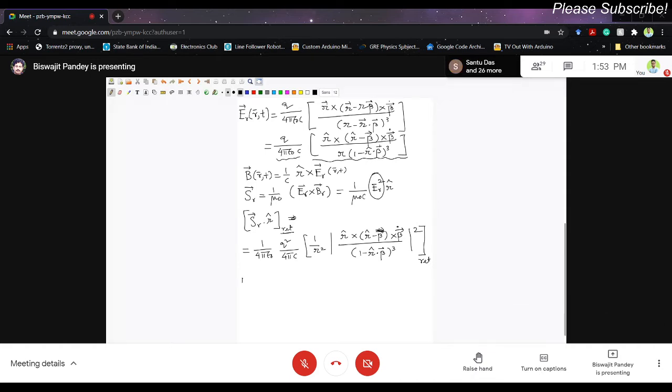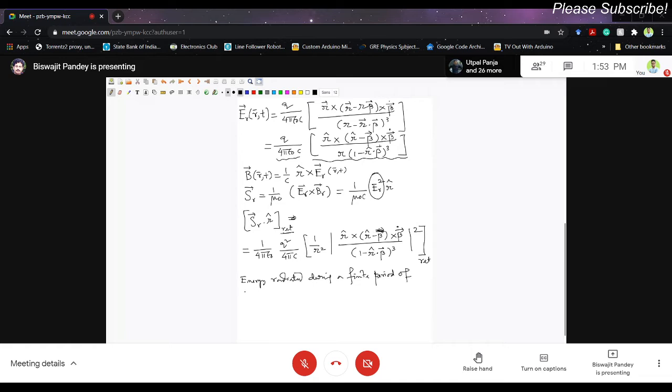So now we want to calculate the energy radiated during a finite time interval, or finite period of acceleration.